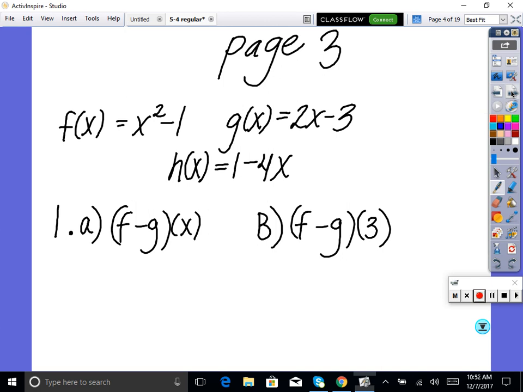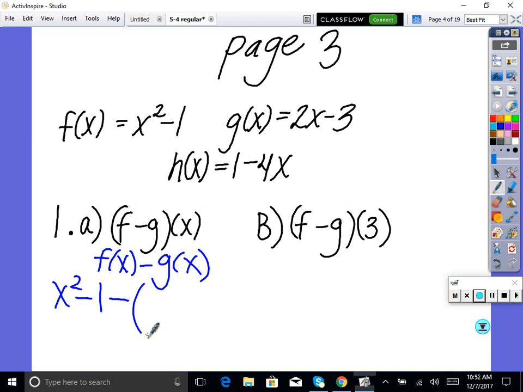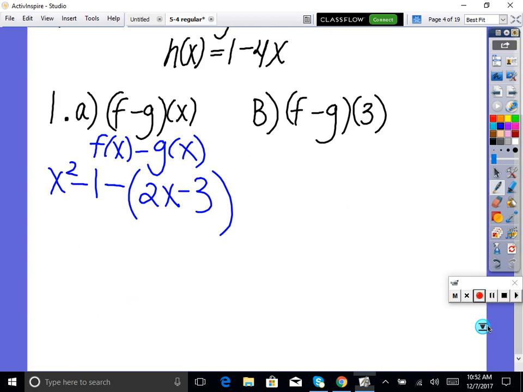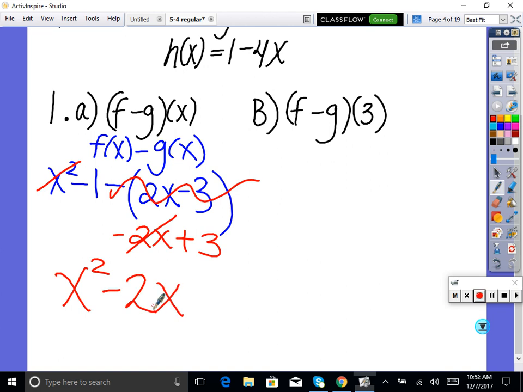So it says 1a, find f minus g of x. Don't say, oh, times x. No, this is just f of x minus g of x. So take f of x, which is x squared minus 1. Then subtract, we need parentheses, all of g of x. So subtract 2x minus 3. So then we'll distribute the negative through, won't we? So this becomes negative 2x plus 3. So then combine like terms, x squared, no other x squareds, minus 2x, plus 2. We just found f minus g of x.